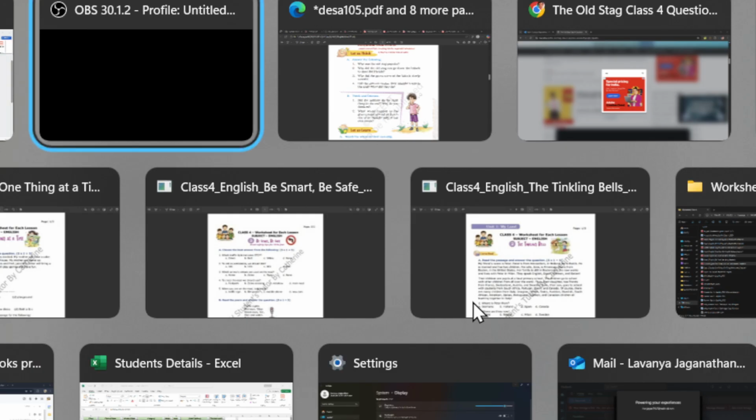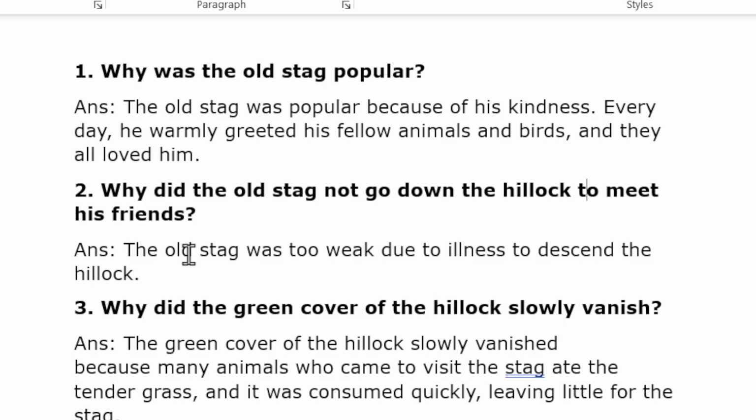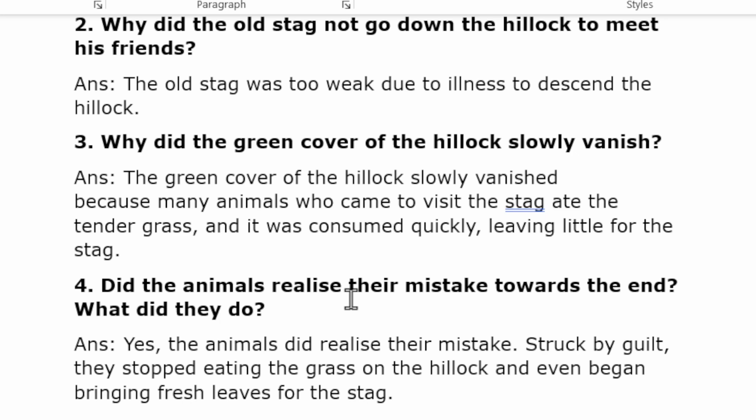Okay, next question. Why did the old stag not go down the hillock to meet his friends? The old stag was too weak due to his illness to descend the hillock. Okay. Next, why did the green cover of the hillock slowly vanish? Vanish means disappeared. Why was it disappeared?